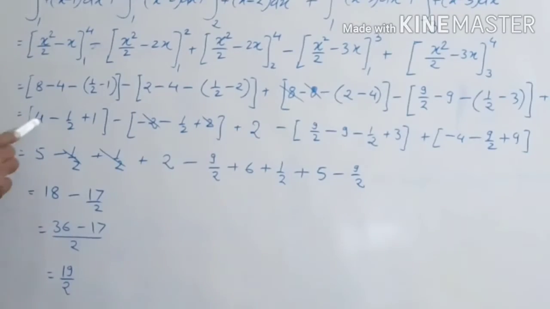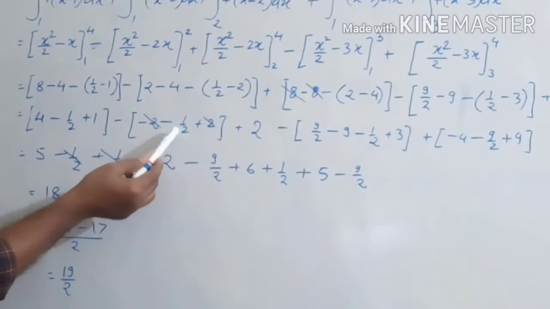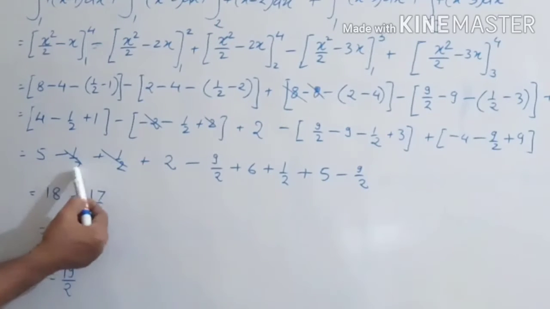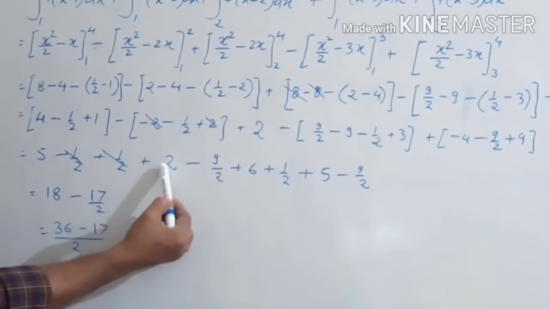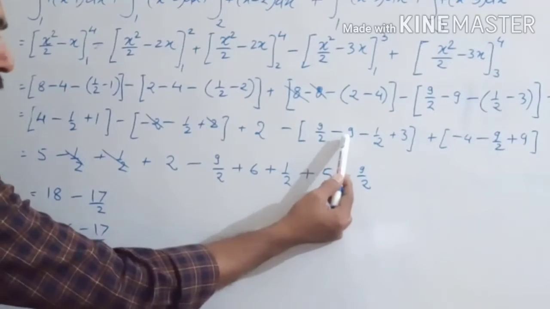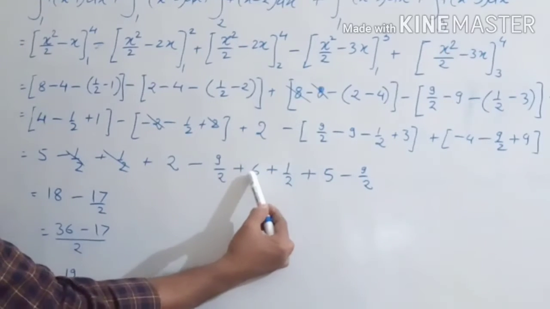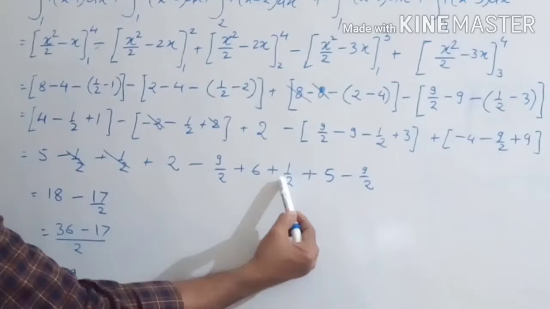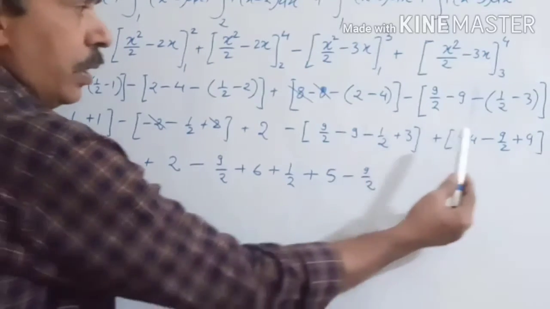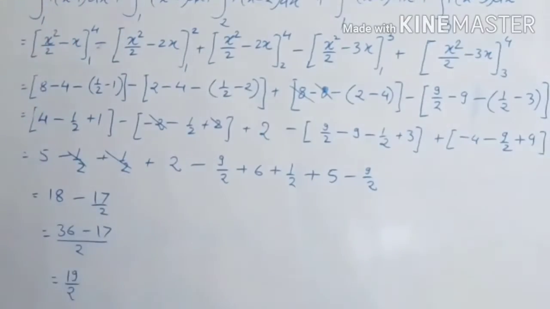Okay, 4 plus 1 means 5 and minus 1 by 2 as it is. Here this is minus 1 by 2, so open this bracket, so minus minus plus 1 by 2 will be cancelled out. After that this 2, open this bracket, so minus 9 by 2 and minus 9 and plus 3 means minus 6. When we open this bracket you will get plus 6, and after that it will be plus 1 by 2. Plus minus 9 and minus 4 means plus 5, and after that this 9 by 2.